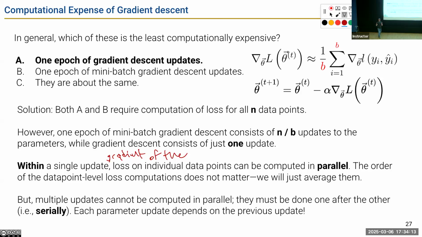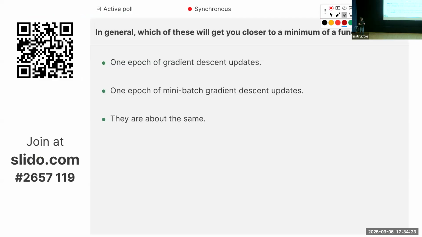So then the question is, which one should we use? Is mini batch gradient descent, this is neat, this is cool, we can do things faster, but does it get us any benefit? Is it any more efficient? So let me ask you, which one of these two approaches will get you closer to a minimum of a function, given the same number of iterations, let's say, given the same number of updates? Which one of these is going to get you closer to the minimum of a function?